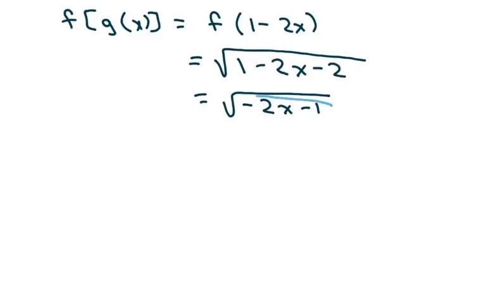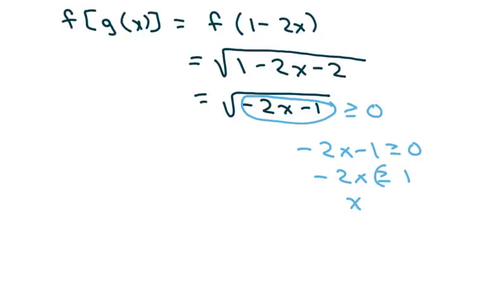Now, this quantity in here has to be greater than or equal to 0. So I'm going to add the 1 to both sides. Divide by negative 2. Remember, you have to flip the inequality when you do that. So basically, our domain is all real numbers such that x is less than or equal to negative 1/2. I should have put a negative there. Negative 1/2.